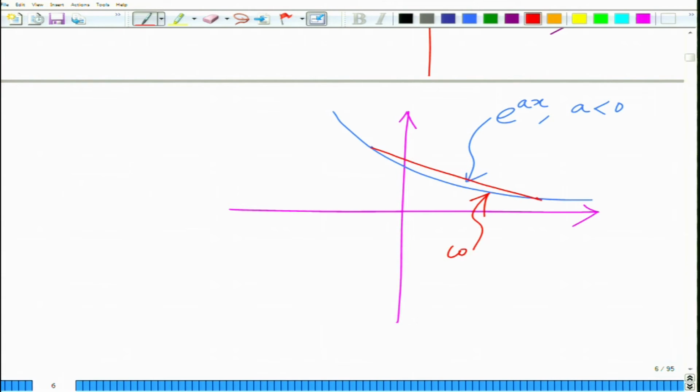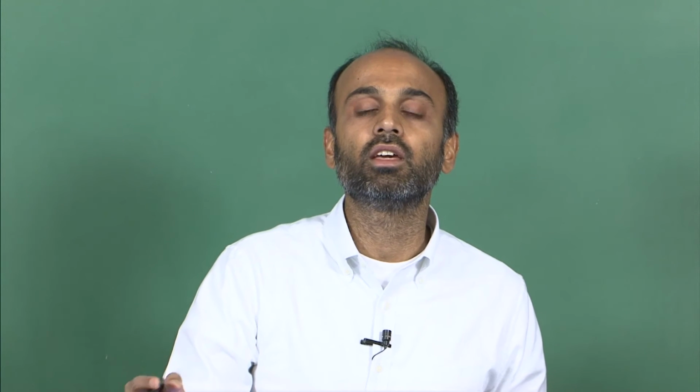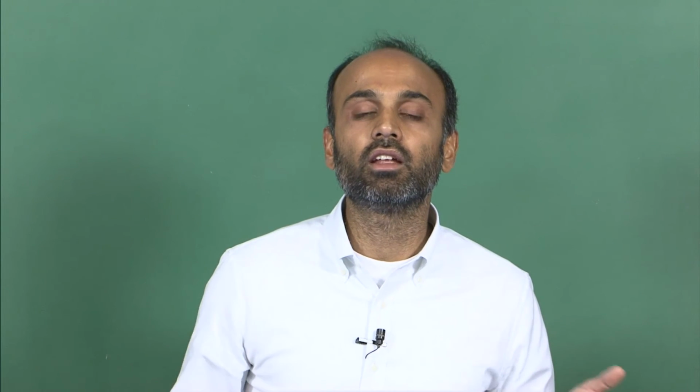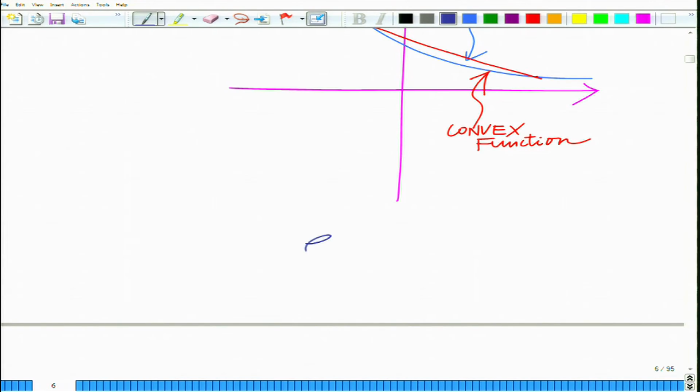And therefore, this is a convex function. And of course, if a equals 0, this becomes e raised to the power of 0, which is 1, which is again a convex function. So, one can say e raised to the ax in general for any real value of a is a convex function. Okay. So, one can conclude that the exponential function for any value of a is a convex function.